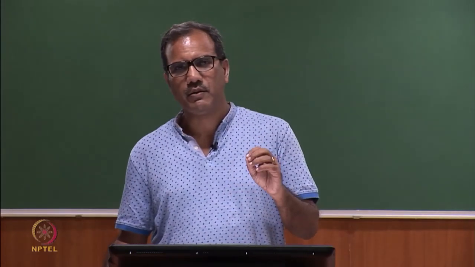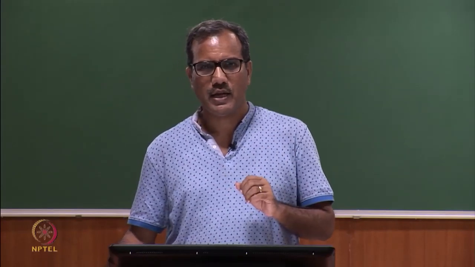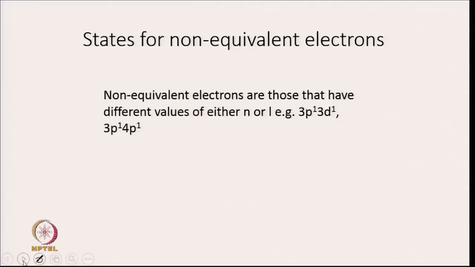So, first I will discuss non-equivalent electrons, and we will look for what the states are for atoms which have non-equivalent electrons. So, what do I mean by non-equivalent electrons? Non-equivalent electrons are those that have different values of either N or L. For example, 3p1, 3d1. Here one electron has L value of 1, whereas the other electron has L value of 2. So, they have a different value of L, and thus these two electrons are not equivalent.